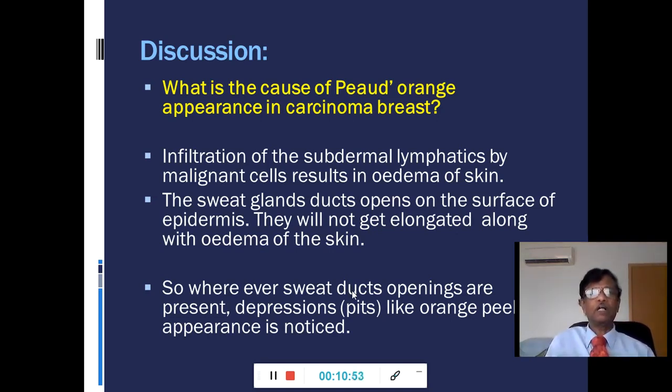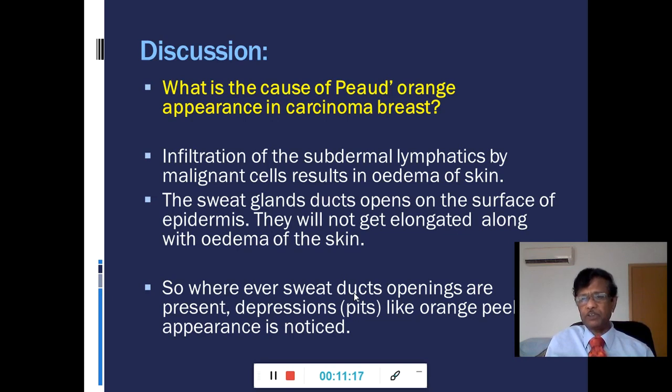What is the cause of a peau d'orange appearance in carcinoma breast? Infiltration of subdermal lymphatics with malignant cells. Yeah. Infiltration of subdermal lymphatics by malignant cells results in edema of the skin. The sweat gland ducts open on the surface of the epidermis.